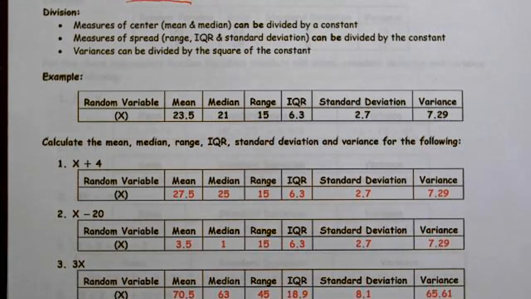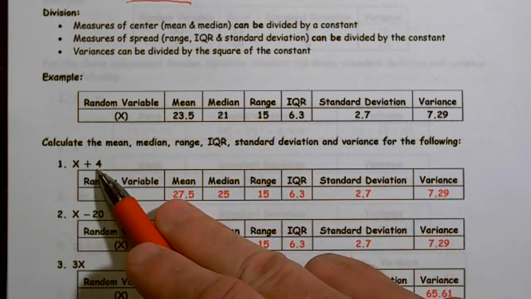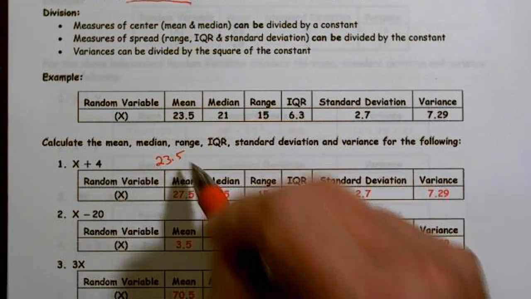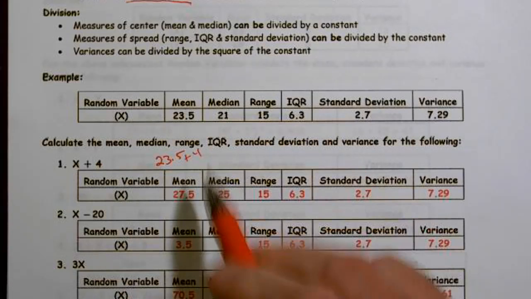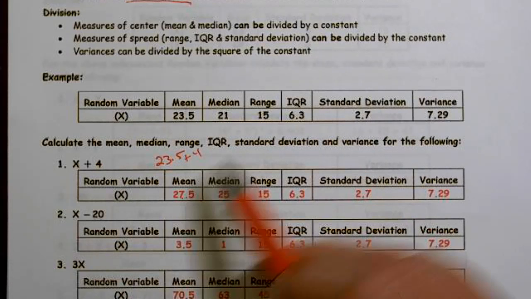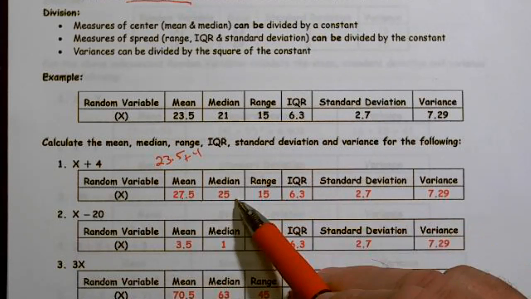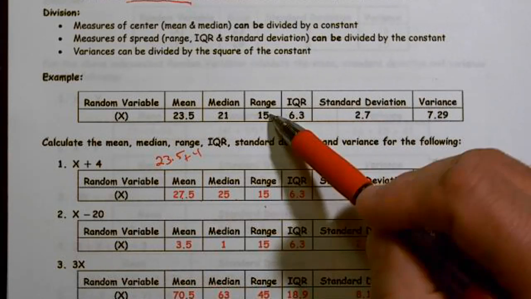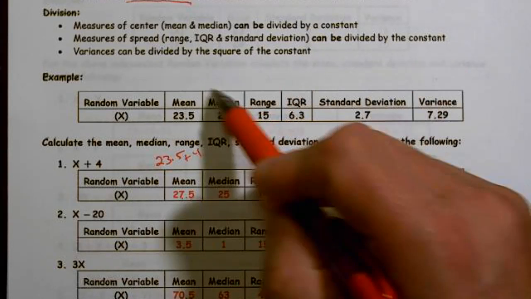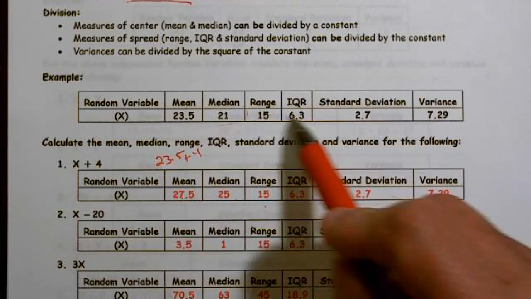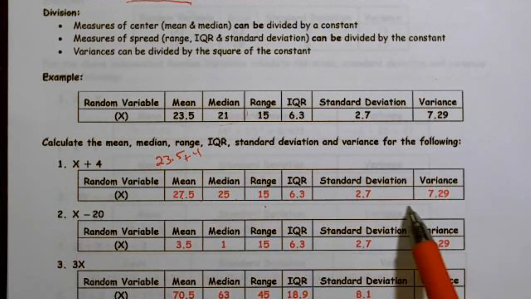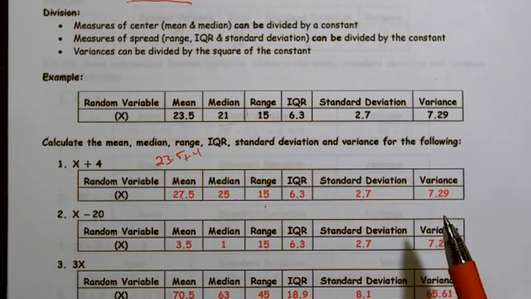The very first thing we're going to do is add 4. That means 23.5 plus 4 gives us 27.5. We take 21 and add 4, and we get 25. Then 15 plus 4, and you go, oops, nope, can't add to those, because we're adding to the measures of center, but we can't add to the measures of spread. So these remain the same. They did not change.